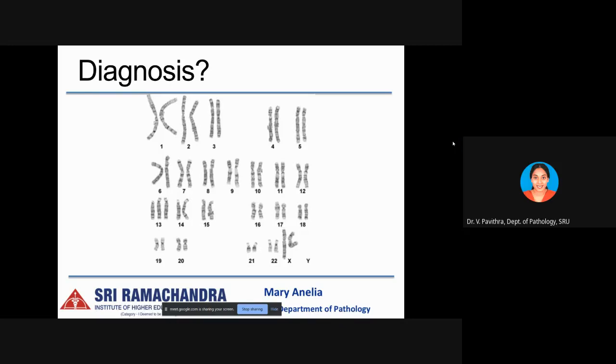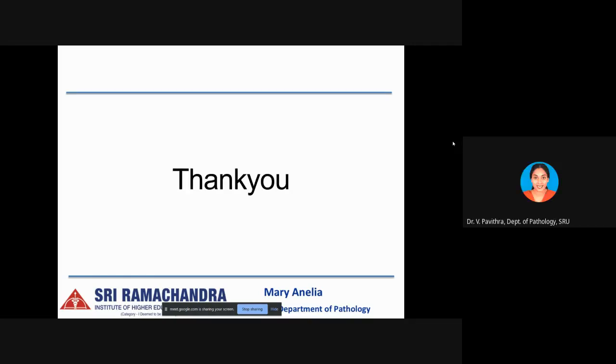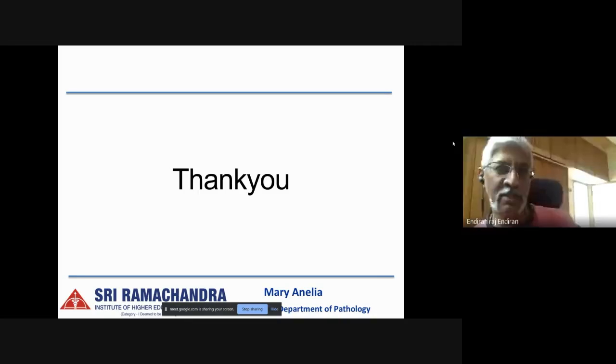Praveen? Ma'am, in this karyotype image, we can see there are 3 chromosomes in chromosome number 13. So trisomy 13 is there. Okay. What is it called? Patau syndrome. That's it. Thank you. What is trisomy 18? Edwards.